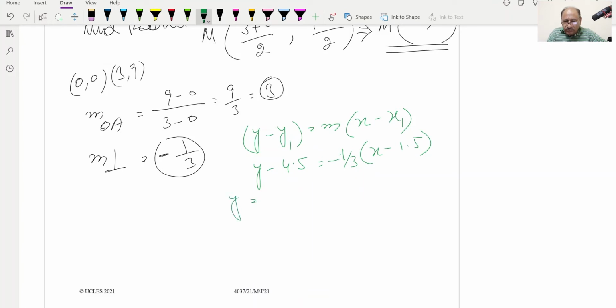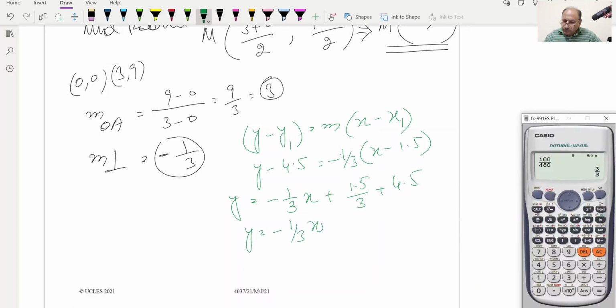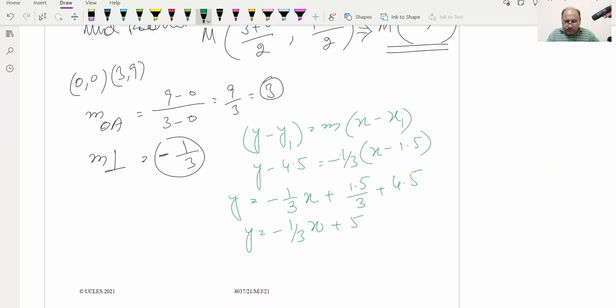This implies y is equal to minus 1 by 3 x, and this will be plus 1 over 1 by 3 into, basically we can write, 1.5 over 3, and this will be plus 4.5, and we'll shift 4.5 to the other side. So y will be equal to minus 1 by 3 x, and this calculation we can do with the calculator. So 1.5 over 3, and this will be equal to plus 4.5, this will be equal to 5, so plus 5, and this will basically be the final equation for this question.